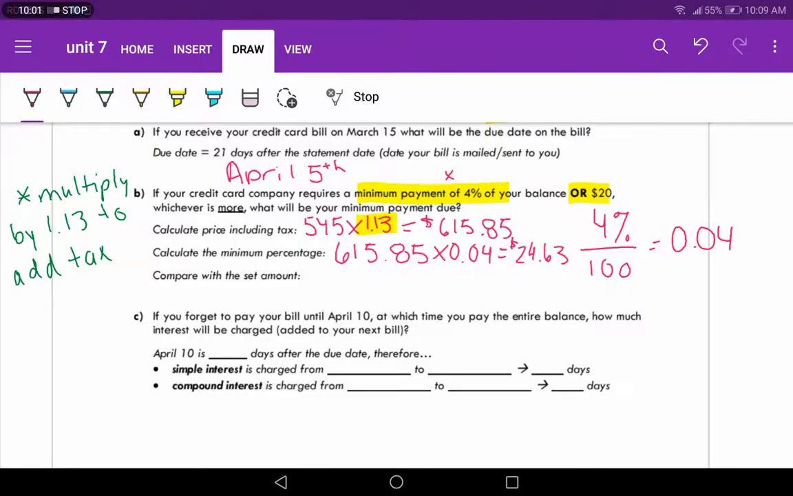Okay, so compared with the set amount, so the set amount is $20. So we know that we would have to pay the 4% because it's more. So pay 4% because it is more money.